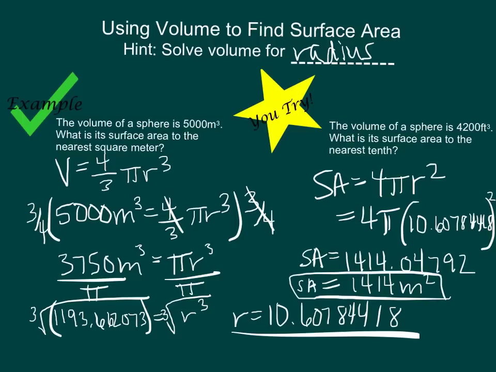Surface area is 1,414 square meters. So it is a lot of work because you essentially have to do 2 problems. You're first looking at your volume, which they've given you. You have to solve for your radius. That takes a little while. Once you get your radius, then you can plug it into your surface area formula and just make sure you're rounding properly. So here's a You Try problem for you.